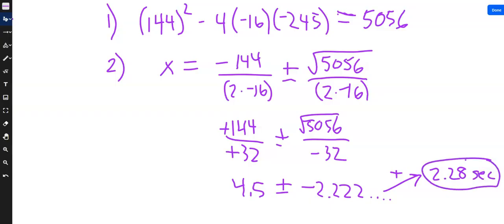So that must be on the way up, I think. We'll see. And then if I do 4.5 minus that negative 2.222, I get 6.72 seconds. So that's on the way down. So once on the way up, once on the way down.